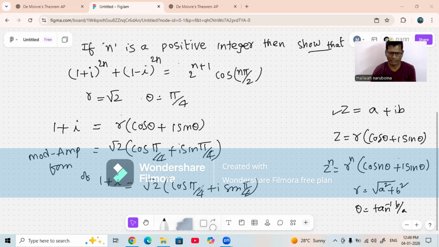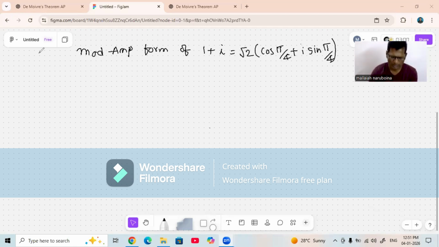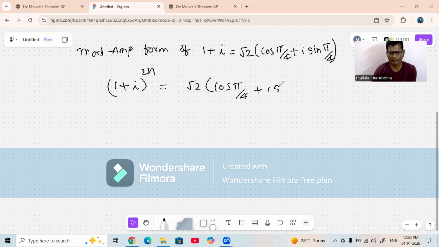So first we have to find the mod amplitude form of the complex number 1 plus i. After that we apply the power 2n. So 1 plus i is equal to root 2 of cos pi by 4 plus i sin pi by 4. Now in the problem it is given 1 plus i whole to the power of 2n. This value we have to find. Now root 2 into cos pi by 4 plus i sin pi by 4, to this we have to put the power 2n.